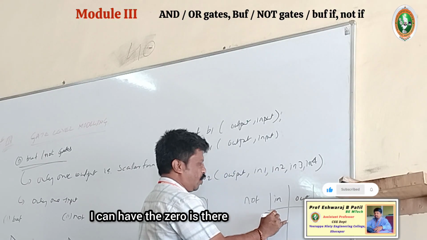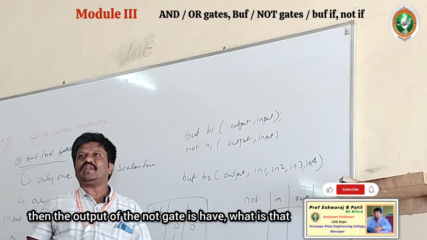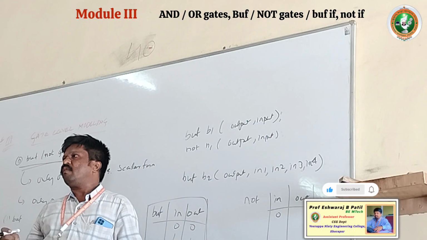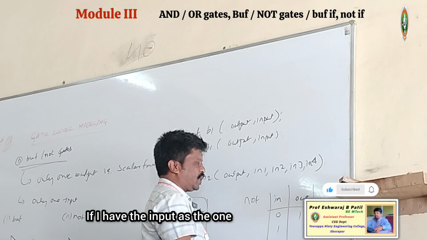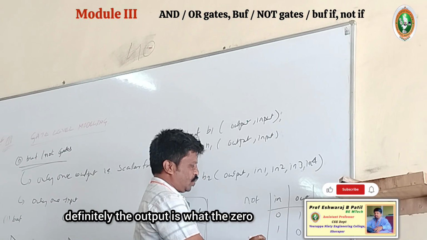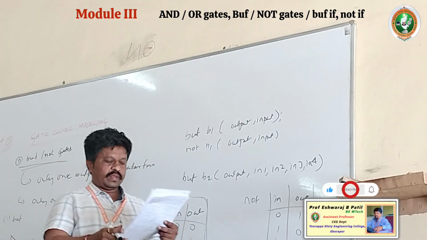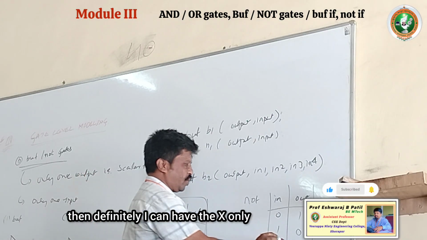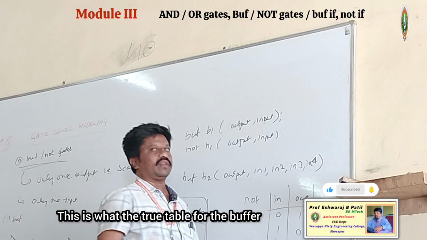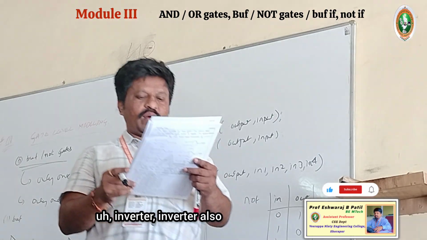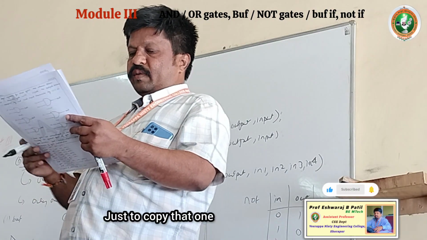For the NOT gate, if I have 0, then the output of that NOT gate is what, 1 or 0? 1. Then if I have the input as 1, definitely the output is 0. If I have x, then definitely I have x only. If I have z as high impedance, then the output is x only. This is the truth table for the buffer and inverter also. Just to copy that one.